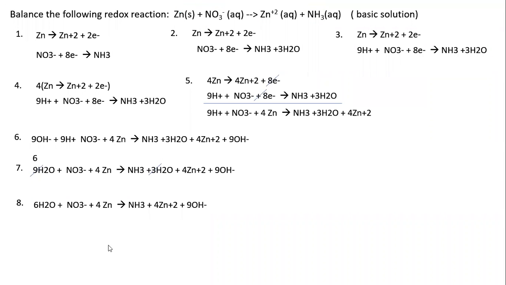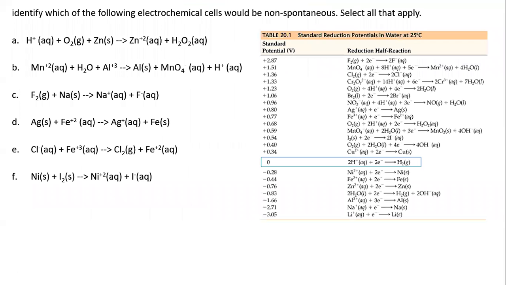Moving on to question 2. What we're looking for is to determine which of the following cells would be non-spontaneous. You can go through and calculate all the E of cells for all these electrochemical cells and see which ones are positive and which are negative. But I was hoping for you to use the standard reduction table and determine it just by looking at the standard reductions of your two species.